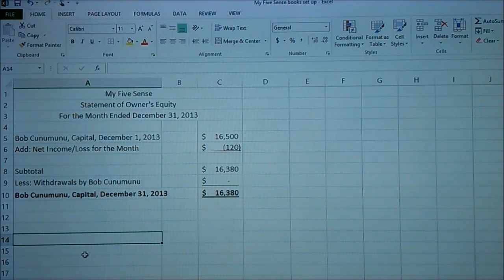Also, if you make any withdrawals from the company, that would, conversely, decrease your equity in the company. So basically, that's what sums up your statement of owner's equity. So again, you started out with $16,500. You had a net loss of $120, and now you are at your ending balance for your capital account, $16,380. So Bob Kunamuna Capital, December 31st, 2013, $16,380.